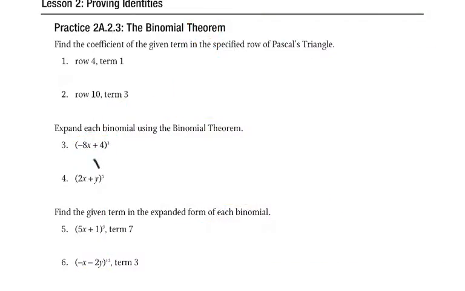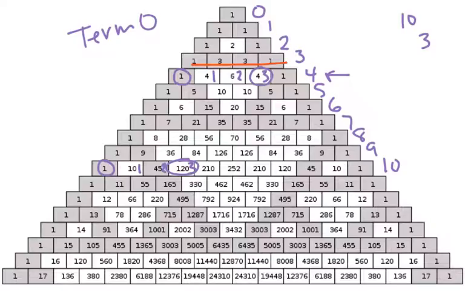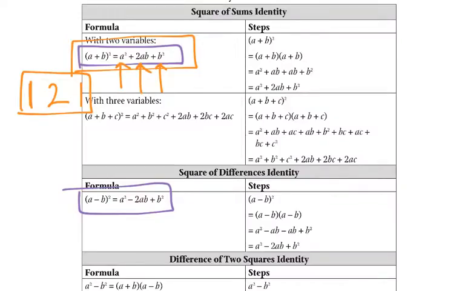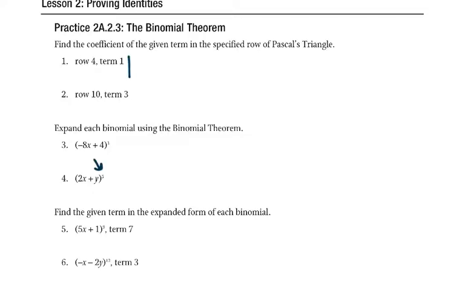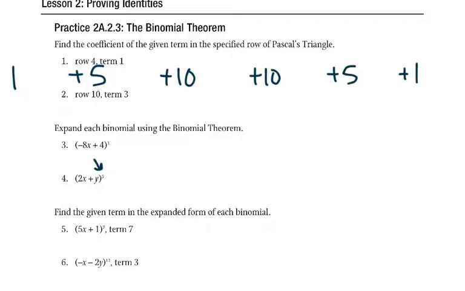So once again, first thing we look at the power. It's 5. So I go over here to the 5th row. First thing I need is my coefficients. So 1, 5, 10, 10, 5, 1. So I know it's going to be 1 plus 5 plus 10 plus 10 plus 5 plus 1. Okay, apparently I need to give myself more room. So 1 plus 5 plus 10 plus 10 plus 5 plus 1. Okay, so those are going to be my coefficients.